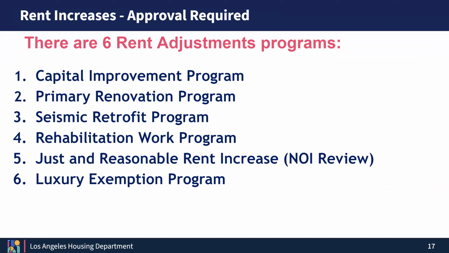Moving on to rent increases that do require approval by the housing department. There are a total of 5 rent increases that require approval by the department. And then the 6th item on the list is an exemption that the department can process for an owner, which would allow the owner to set the rent at market.